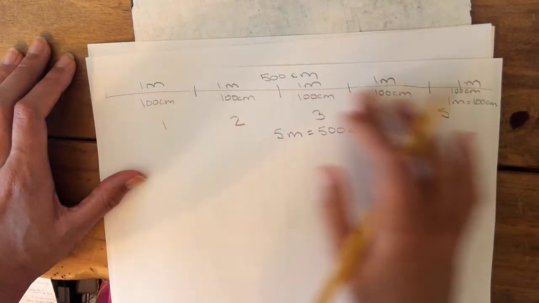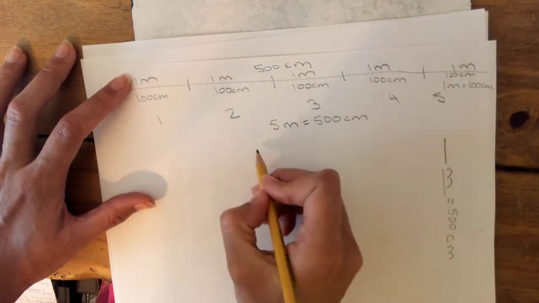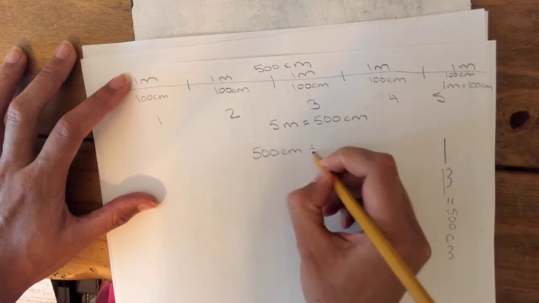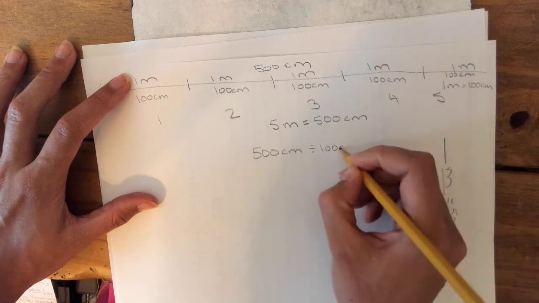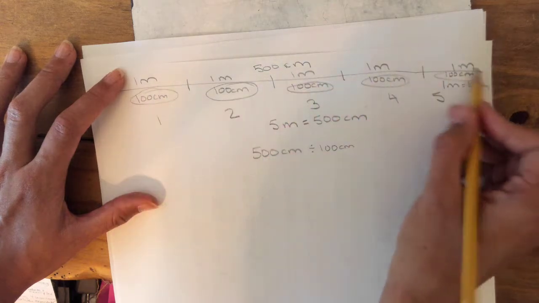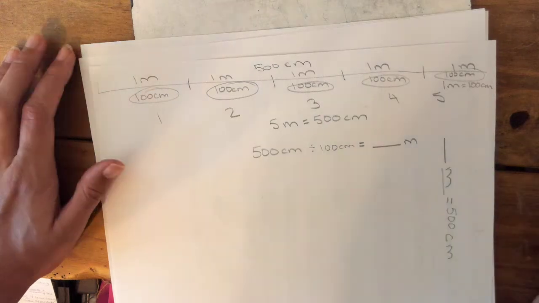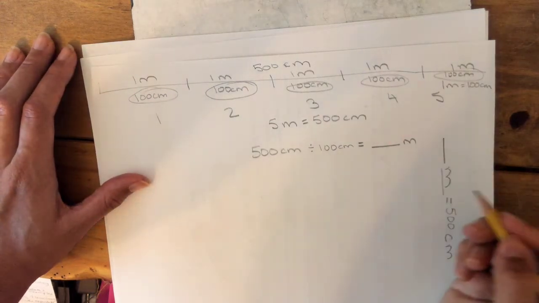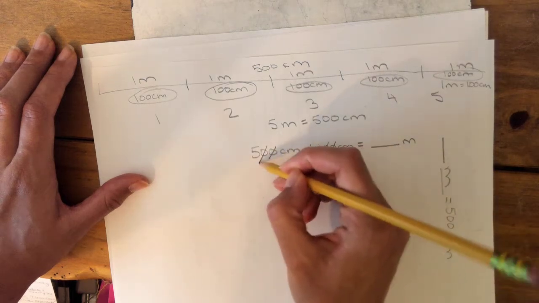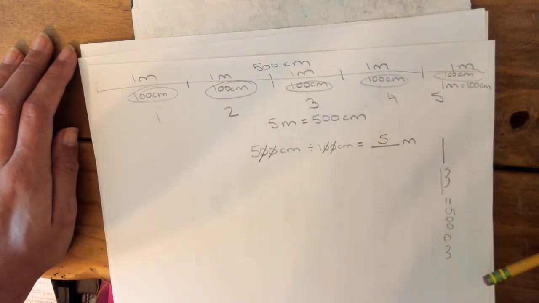So we can always draw a model and chop it up like this. Or another way that you can do it is you can take your total of 500 centimeters, and I know that there are 100 in each group, so I'm going to divide by 100 to get how many meters it is. When I'm dividing these big numbers, I have 2 zeros here, so I'm going to take away the 2 zeros. So 5 divided by 1 is 5 meters.